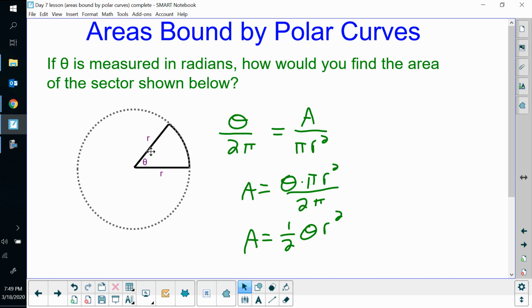2 pi is the angle all the way around the circle, theta is the angle of your sector. A is the area of the sector we want, then the area of a whole circle is pi r squared. Well, if we multiply the pi r squared over, the pi's wipe out, and we get 1/2 theta r squared. So that's the general form of finding the area of any sector of a circle.